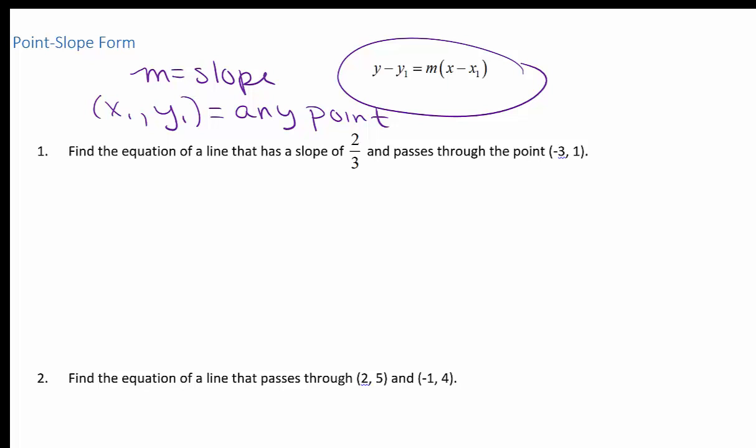So let's see how that works with an example. If I want to find the equation of a line that has a slope of 2/3, so m is 2/3, and it passes through the point -3, 1. That point is my x1, y1. The x1 would be -3, and the y1 would be 1.